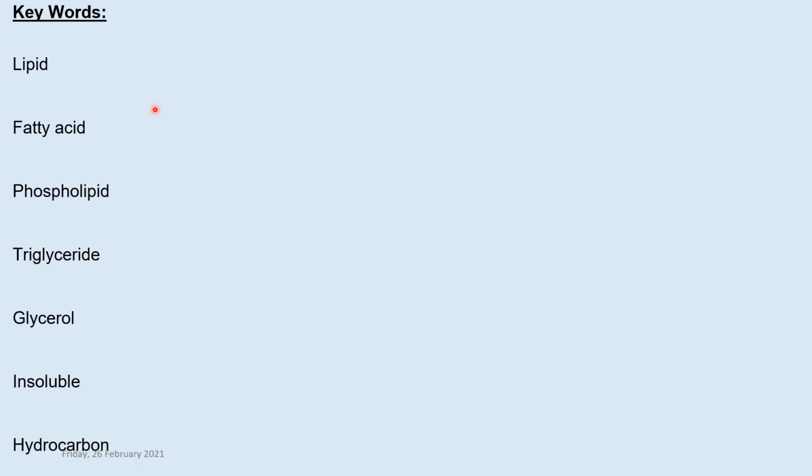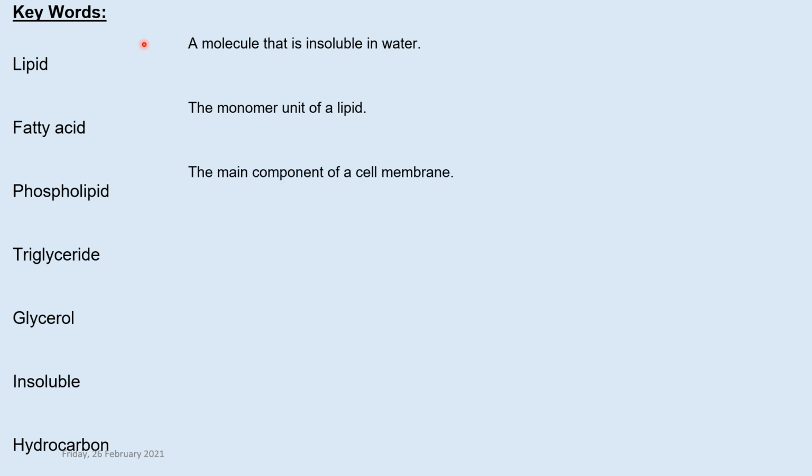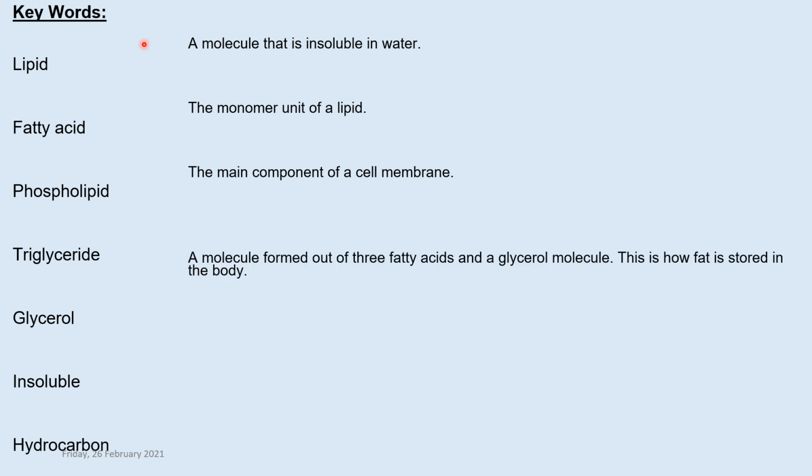So let's go through the keywords then. So lipid, that is a molecule that is insoluble in water. Fatty acid is the monomer unit of a lipid. Phospholipid is the main component of a cell membrane. A triglyceride is a molecule formed out of three fatty acids and a glycerol molecule, and it is how fat is stored within the body. Glycerol is how the body stores triglycerides within the body.